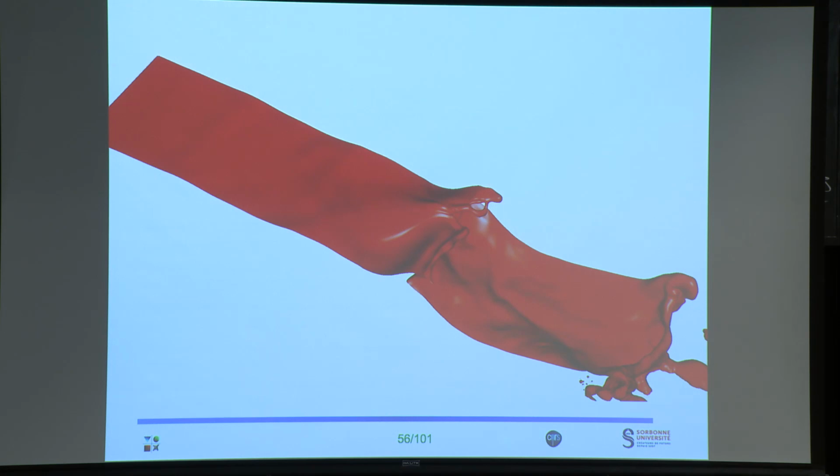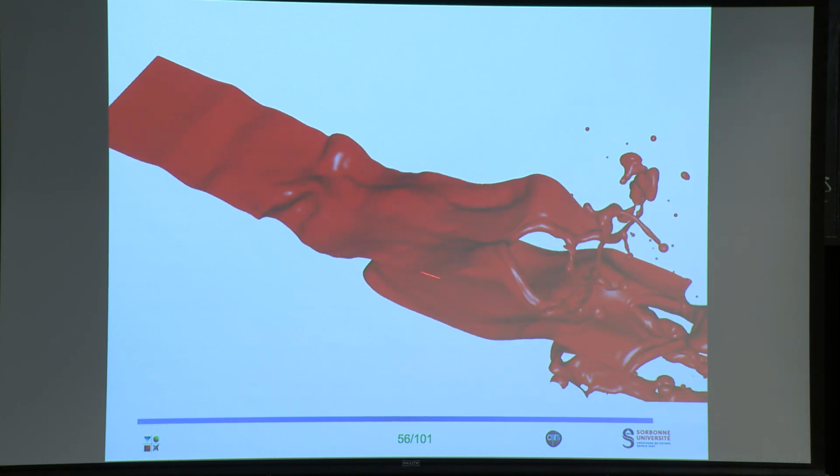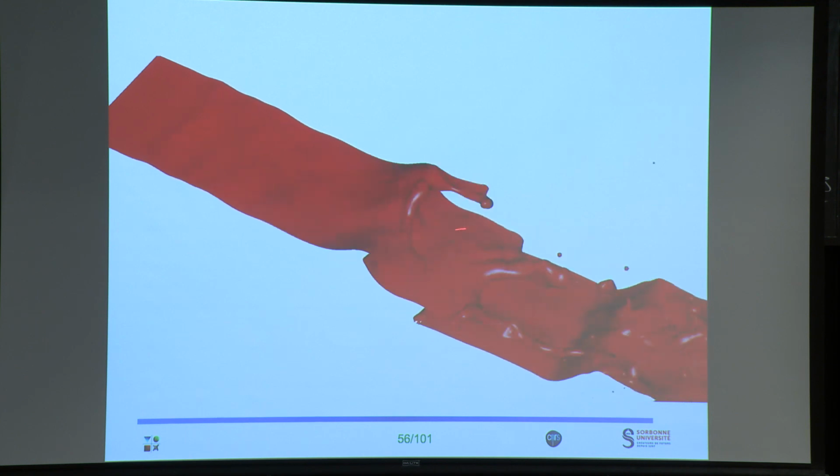If you remove the vorticity, you can see more specifically the interface. You see these sheets forming and then atomizing.